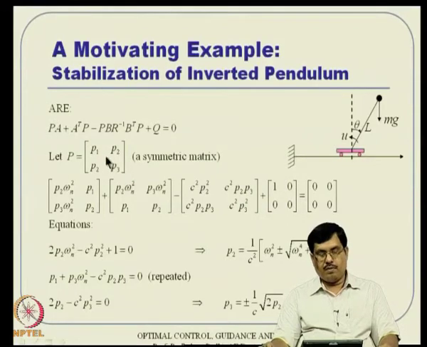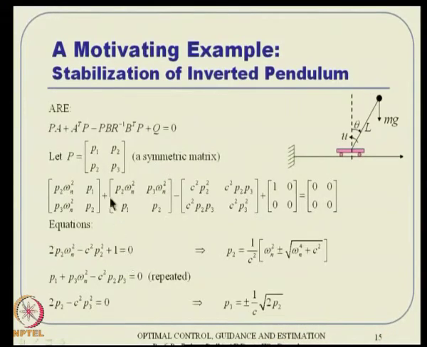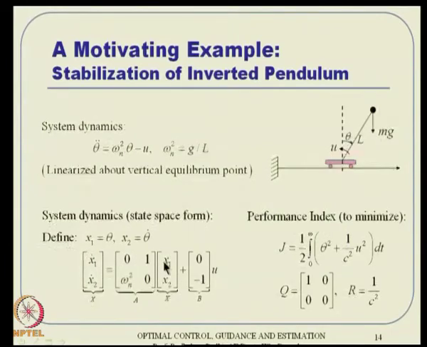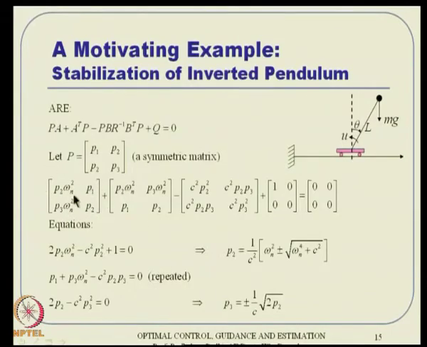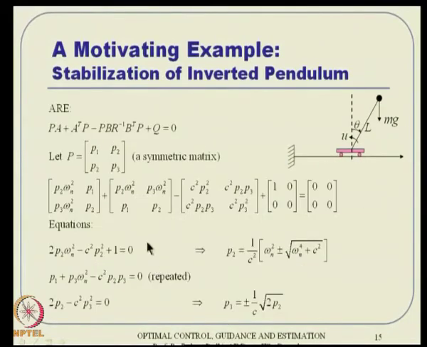So, P times A. If you multiply this P with that A, we will end up with this kind of matrix, plus A transpose P. Remember P is a symmetric matrix, so this happens to be just the transpose of this matrix; what you get here is nothing but the transpose of that. So, you do not have to really compute that. If you compute this, then immediately you can write minus P B R inverse B transpose P, and you can compute all that and come up with it.